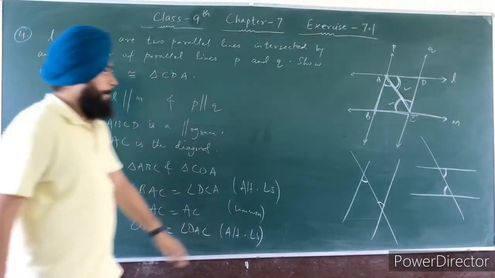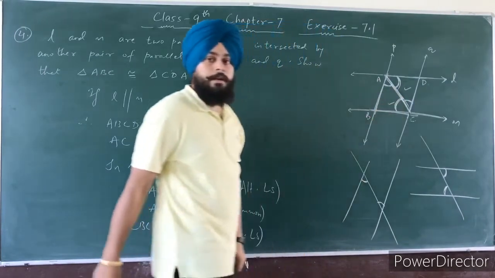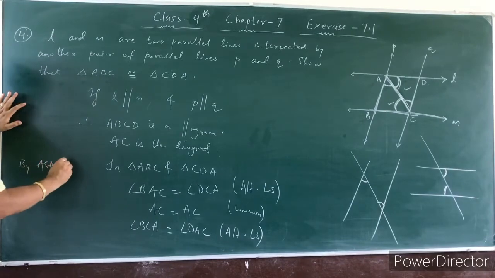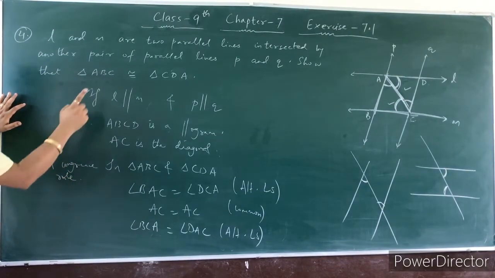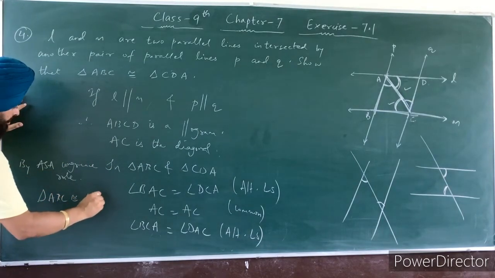Now this angle, this side, this angle: angle side angle. By the angle side angle congruence rule, triangle ABC is congruent to triangle CDA.